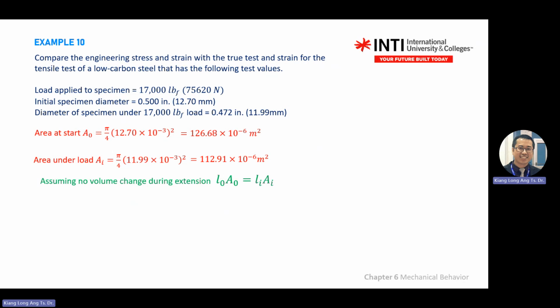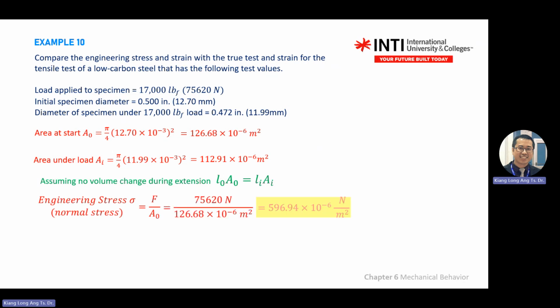So you write this: assume no volume change. Because the question already asks you to compare to the true value, you need this statement. You write no change of volume, so LA before equals LA after. Then you get the ratio. Normal stress, substitute the value, you get one value. Engineering stress equals 596.94 megapascal.